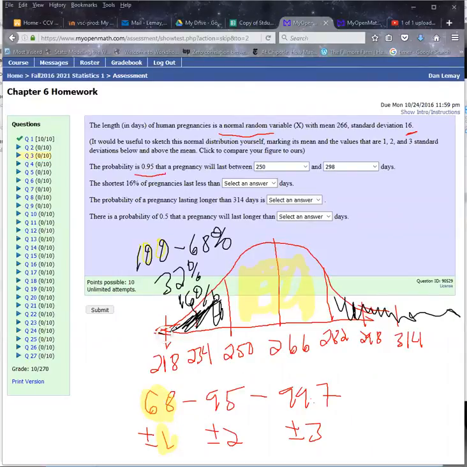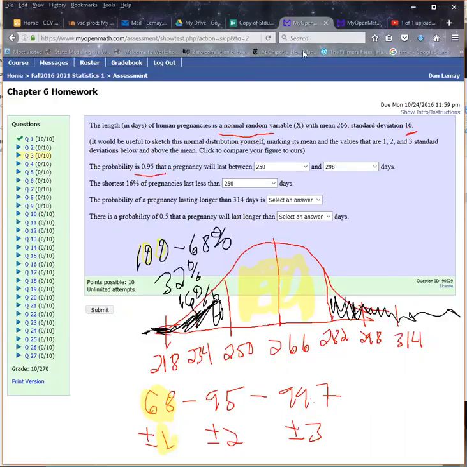Now notice I really am going down to negative infinity. I'm not just stopping at 218. That's an important thing to note. So the shortest 16% of pregnancies last less than, and the answer is, I'm hoping you said 250. Okay, the probability that pregnancy lasted longer than 314 days, well, 314 is way up here, which is 3 standard deviations above the mean.